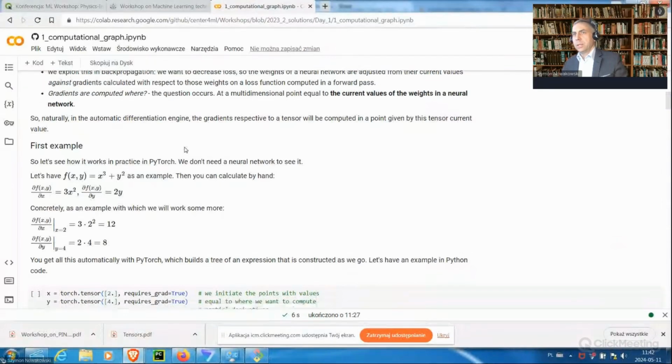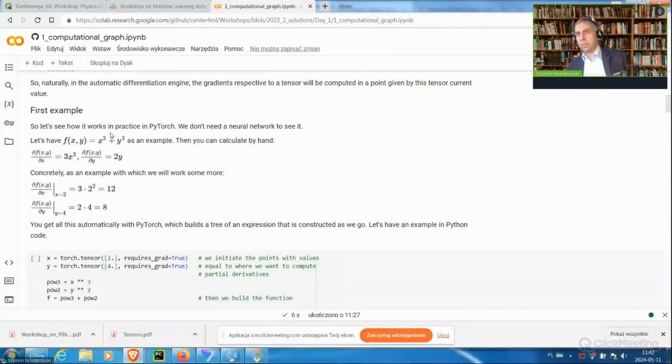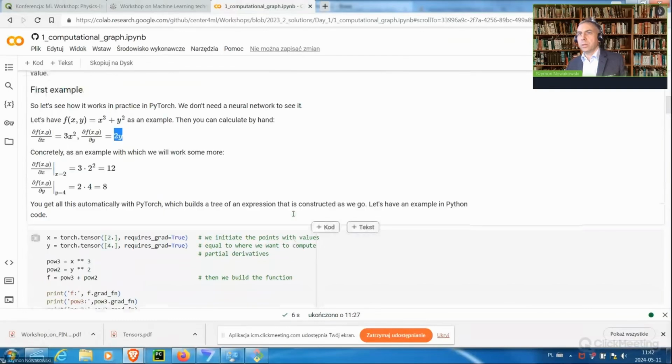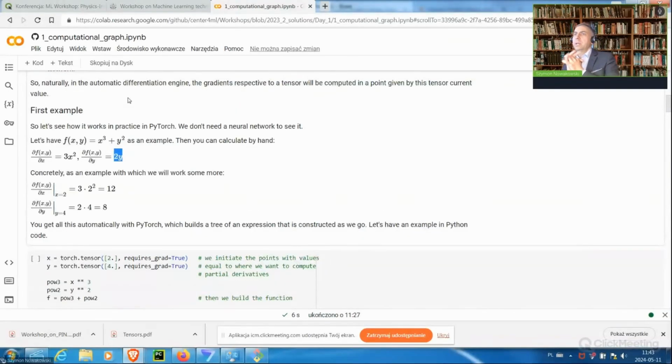No other opinions. So let's have a look at a simple function, which is like this: x cubed plus y squared. It is very simple, so we can calculate by hand that the derivative with respect to x is this one, and with respect to y is that one. And concretely, I want to stress this because it is very important: this functionality does not give you symbolic differentiation. No, it is not symbolic differentiation. We will never be able to tell with automatic gradient that the derivative of this function is this function. But we will be able to express that value at this point. Okay, so the gradients are always computed at a point given by the tensor's current value.